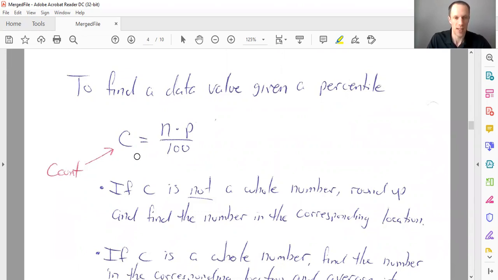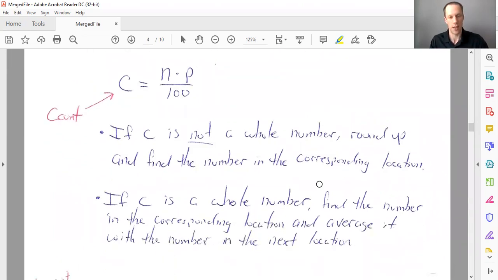But the count, C, is equal to N, which is the sample size, the number of numbers in the list, times P, which is the percentile that you're asking about, divided by 100. Now, when you do this calculation for the count, one of 2 things will happen. Either you're going to get a whole number or not. If you do not get a whole number, you're going to round the value up to the next highest integer and then find the number in that particular position in the data set.